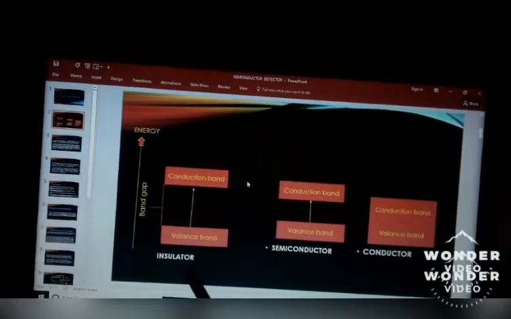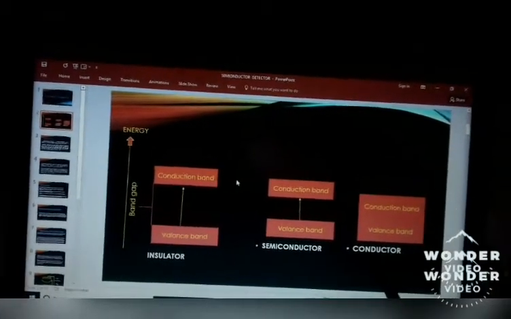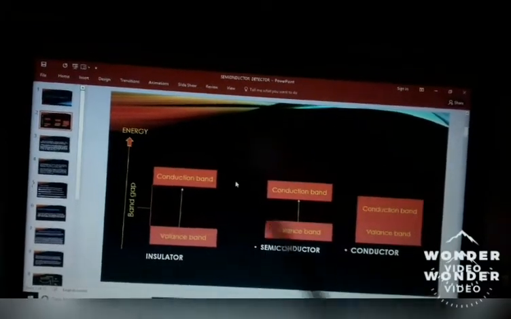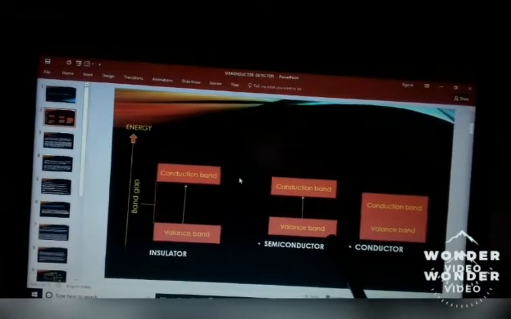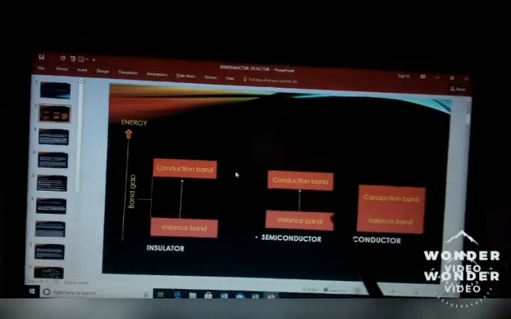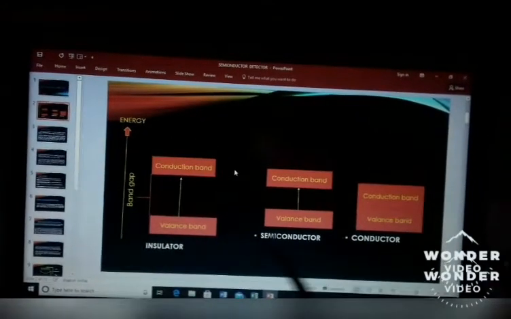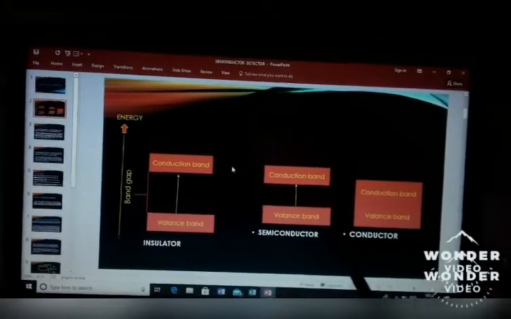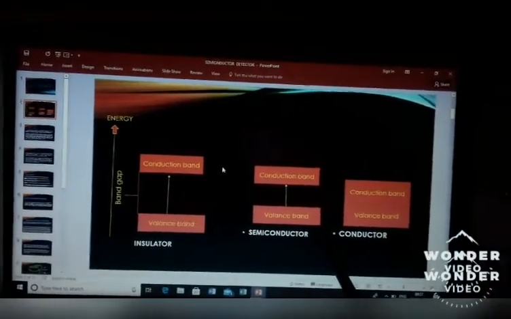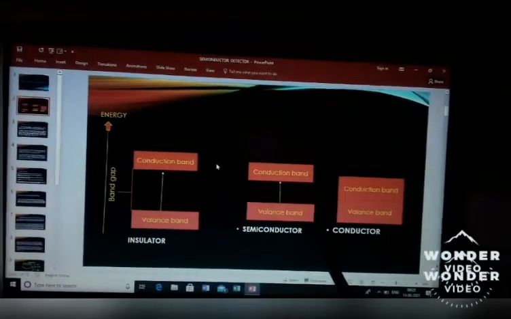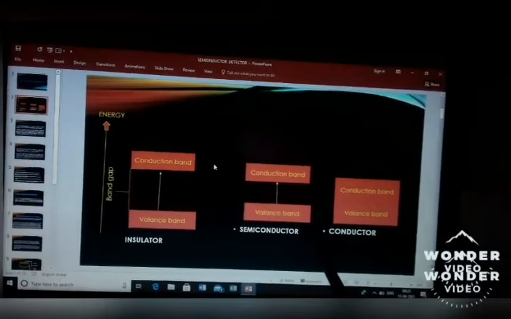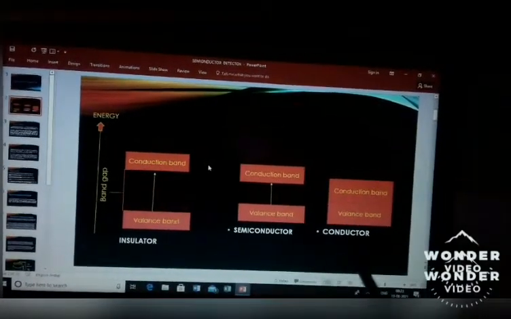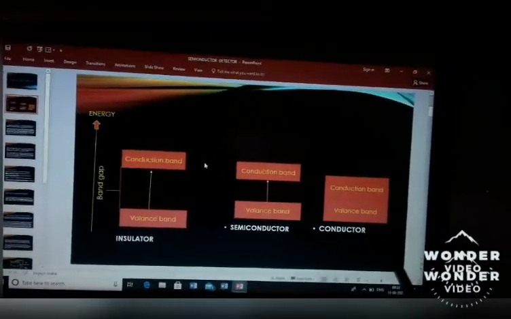In between insulator and conductor, there is an intermediate. In the intermediate, the band gap between the valence band and conduction band is less than that of an insulator. So, electrons can jump from the valence band to the conduction band due to thermal excitation of electrons. Such materials are known as semiconductors. So, this is the energy band gap.